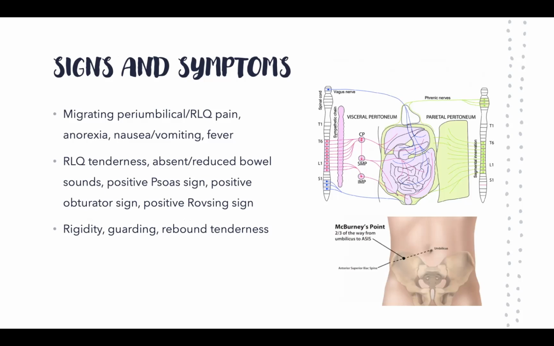They usually complain of migrating periumbilical or right lower quadrant pain. So it starts off quite general in their abdomen, periumbilical, and it starts to migrate towards their right lower quadrant. Why does that tend to be the case? What causes this migrating pain? It's all to do with their visceral and parietal peritoneum. So our gut organs are covered by the visceral peritoneum. This is supplied by autonomic nerves, as we discussed in the beginning, autonomic nerves of our nervous system.